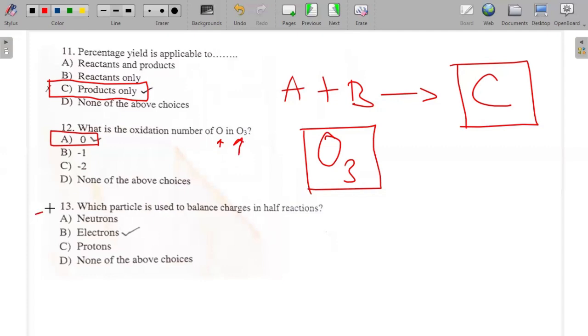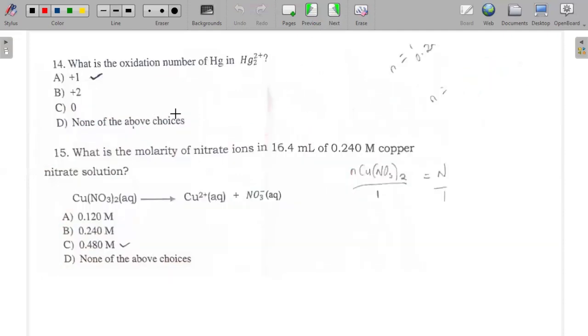And then question 13, they're saying which particle is used to balance charges in half reactions. Here we know the particle that is used is just electrons. It's just electrons that are used to balance half reactions. We're going to have an example of half reactions as we solve the other questions, and you're going to see it. But the particle that we use to balance is just electrons.